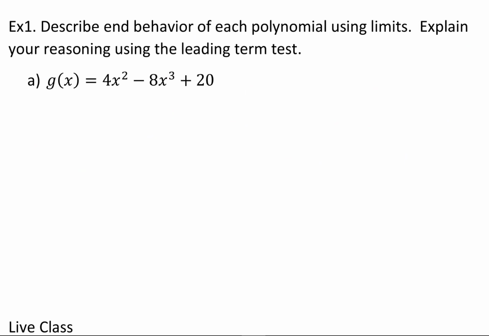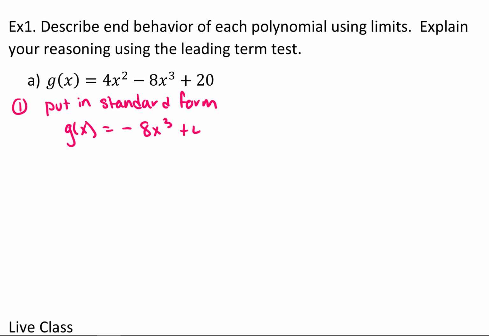So we're going to use that information to find the end behavior of this polynomial. The first thing we want to do is make sure it's in standard form. That means that the highest exponent needs to be furthest to the left. So I'm going to rearrange these. I have negative 8x cubed in the first position, then plus 4x squared, then plus 20. Why it's important to rearrange these is so we identify the leading coefficient and the degree properly. So my leading coefficient is negative 8, my degree is 3.